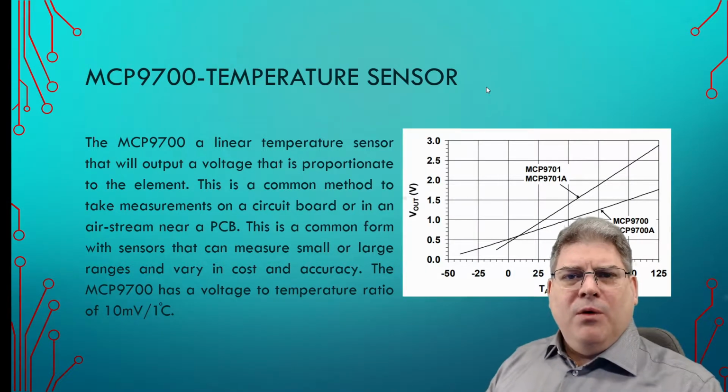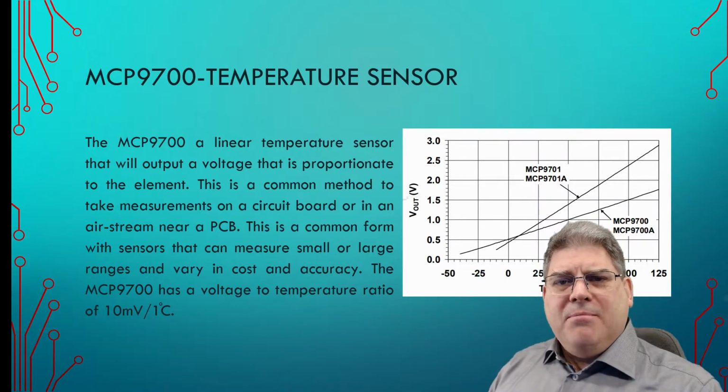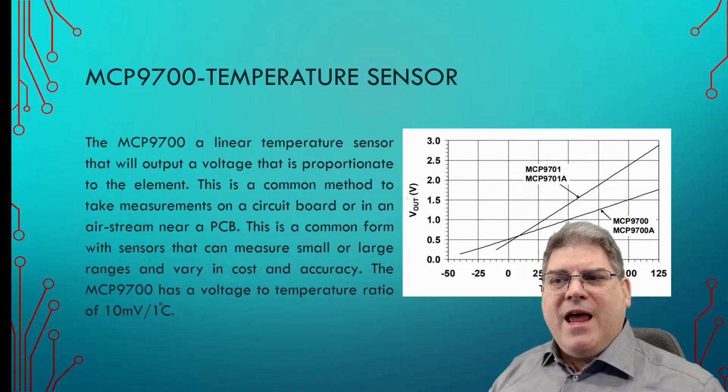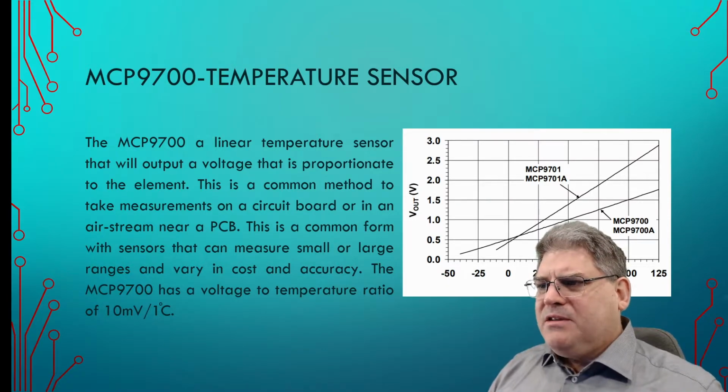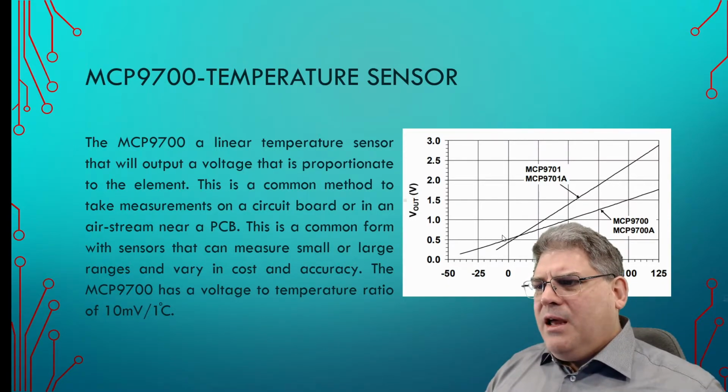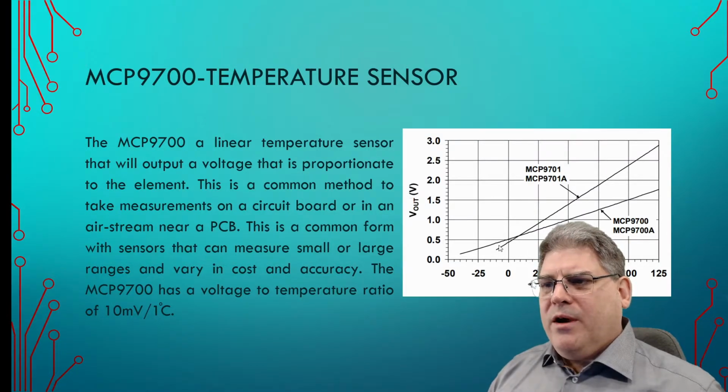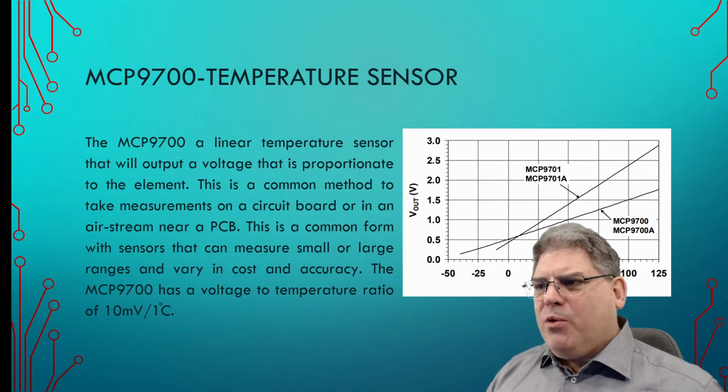So I mentioned earlier the TMP36. In our design, we're going to use a MCP9700 or 9700A. And I want to talk to you a little bit about this because, as you can see here, it has a reasonably linear curve to it. Okay, but we need to understand what it's outputting.